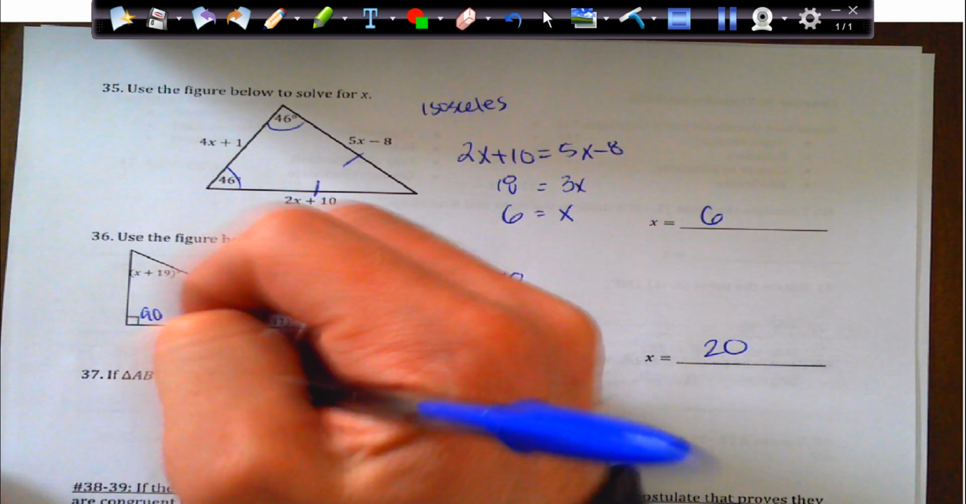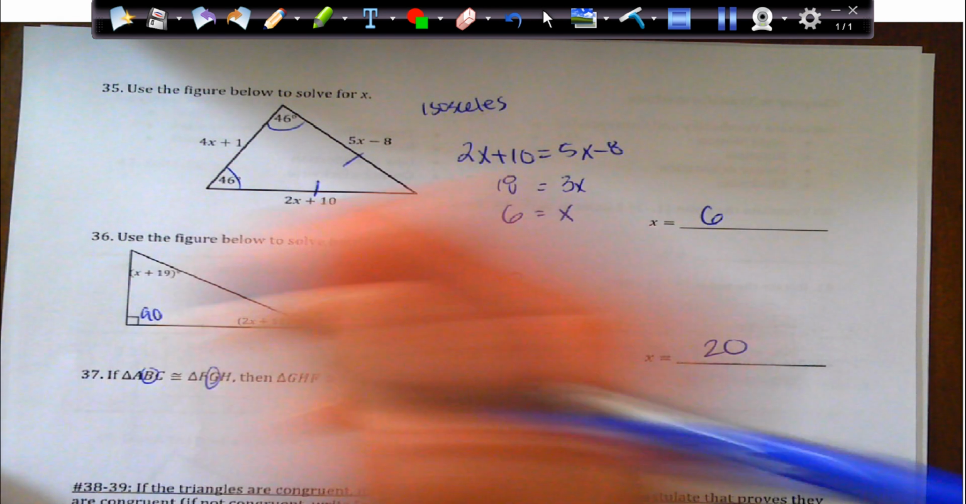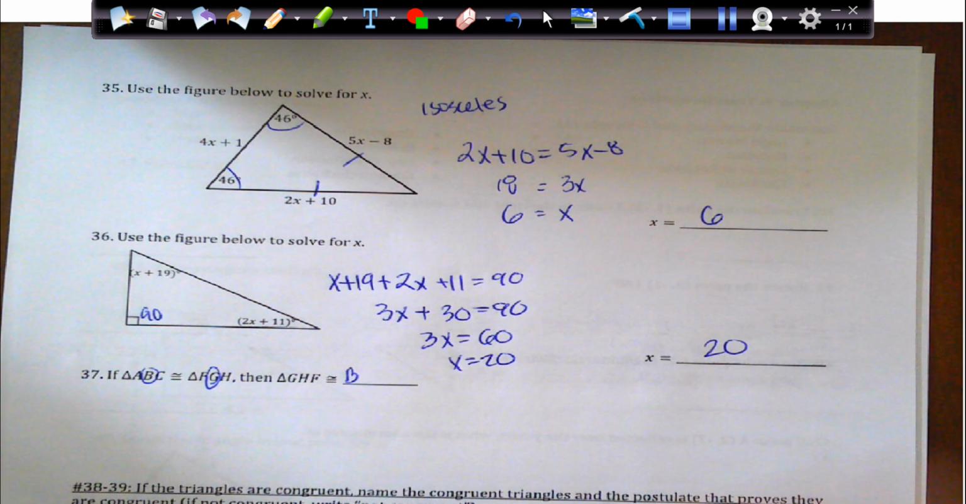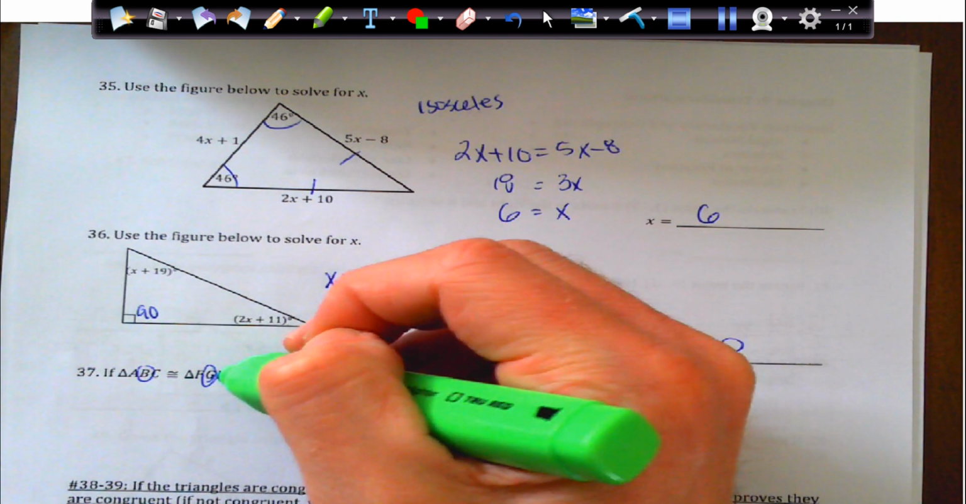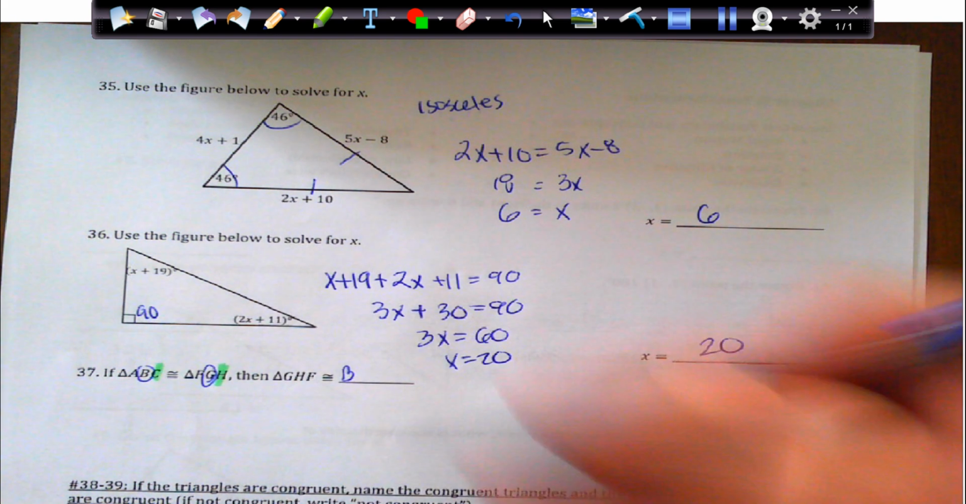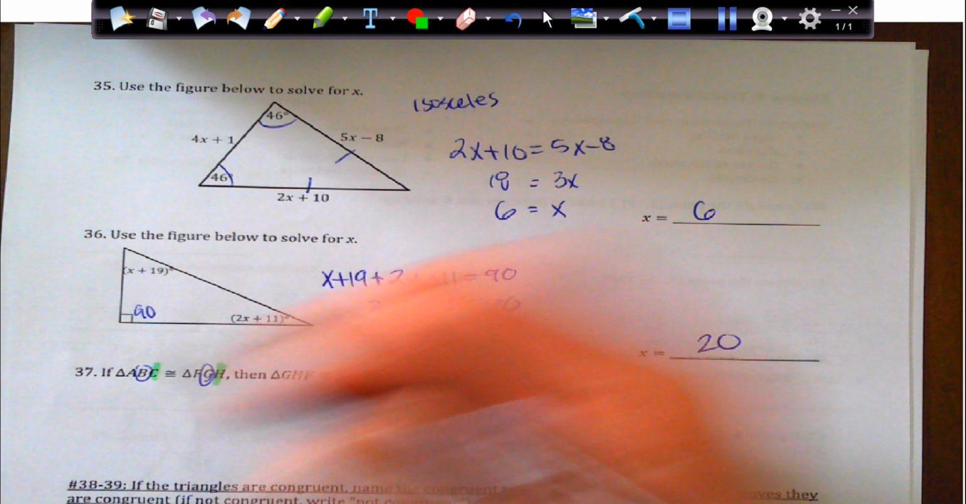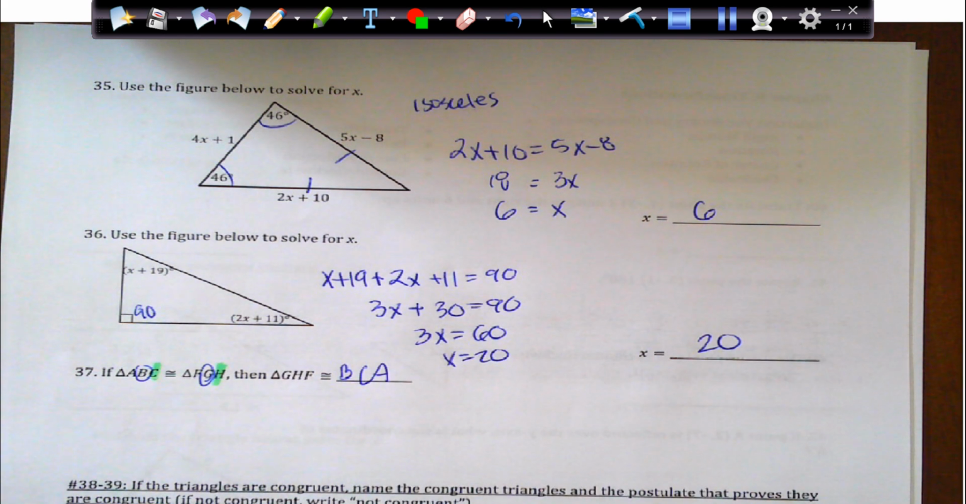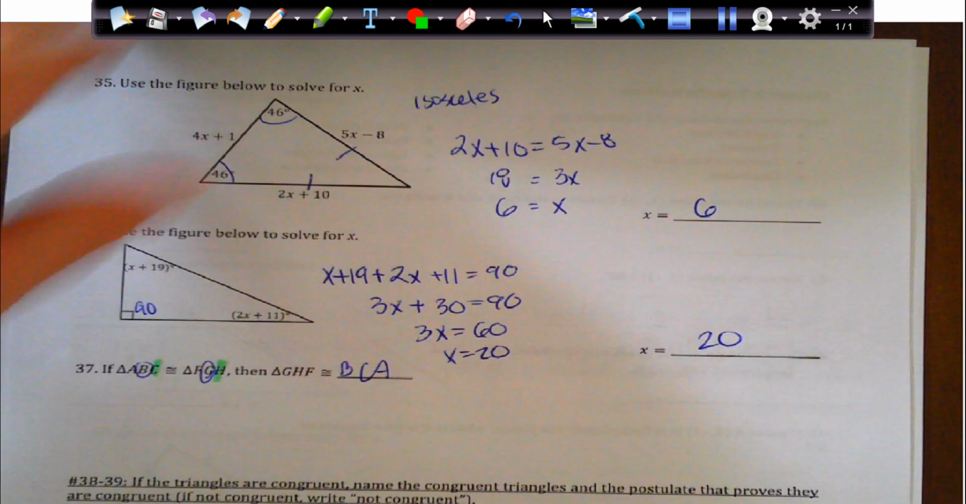If ABC equals FGH, then what is GFH? If we go off of that, G should match up with B. H should match up with C. And then the only one left is F and A. Woohoo, BCA.